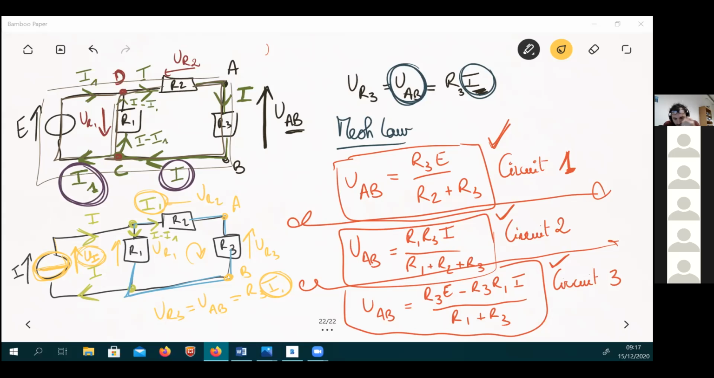All right. We are good with today's class. I will leave you with these results so you can keep training on circuits and find the different voltages in the different circuits.